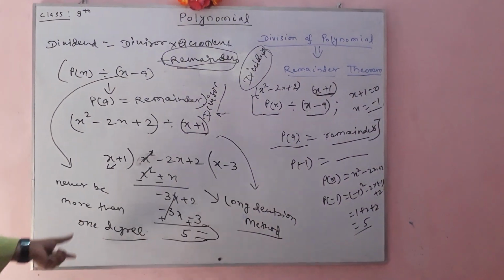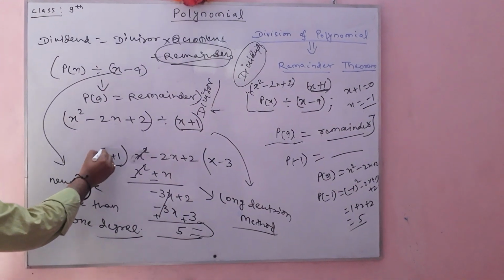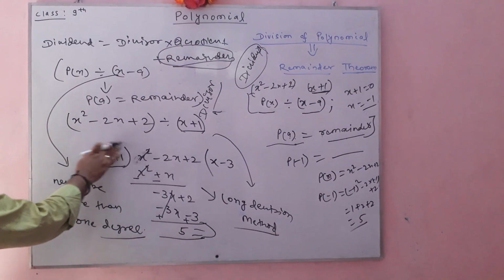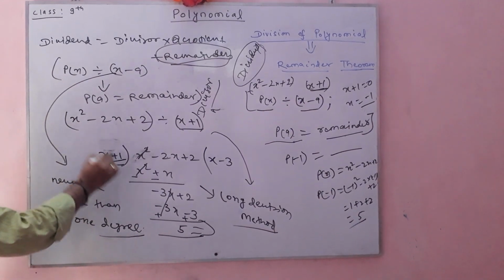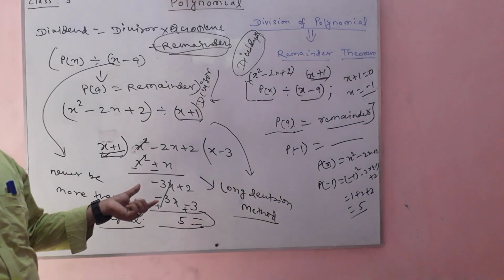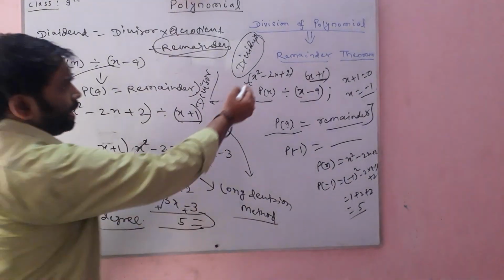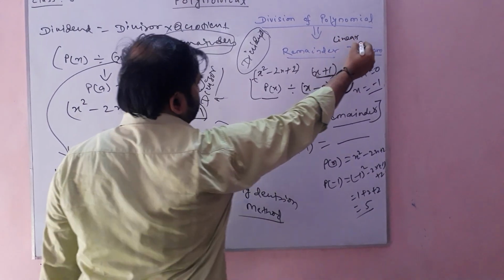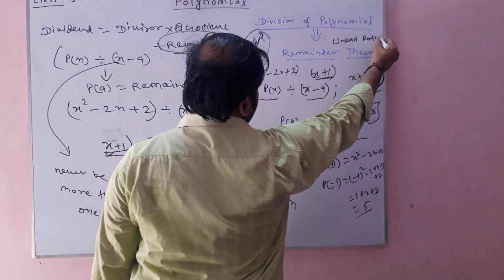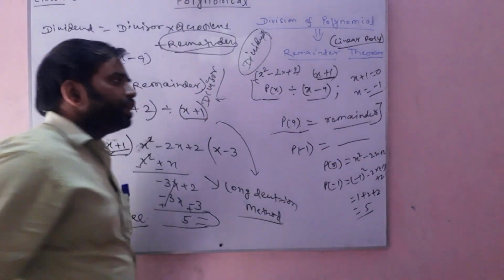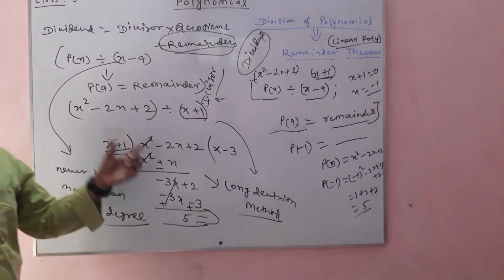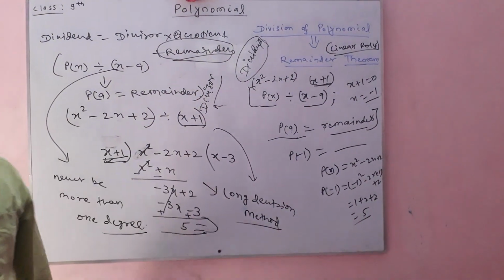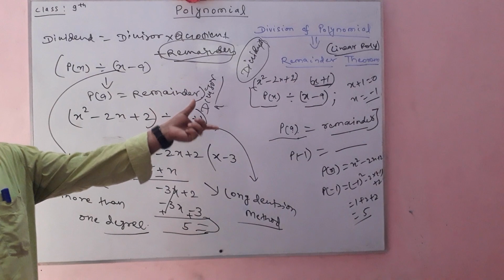Never more than 1 degree means here we never write x square, x cube, x power 5, something like that. What do we have to write here? Only 1 degree, meaning a linear polynomial. So the remainder theorem is applicable only for a linear divisor. This is a very important point. So now you got the concept of the linear polynomial remainder theorem.